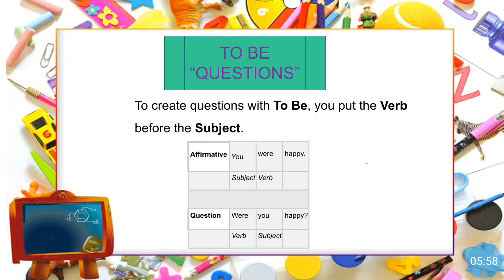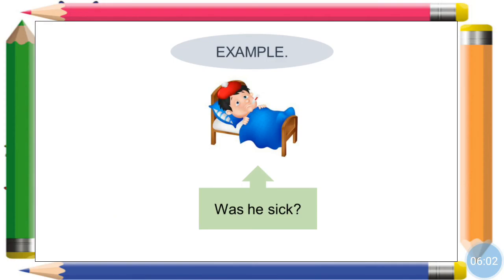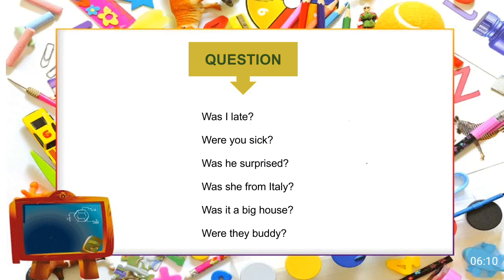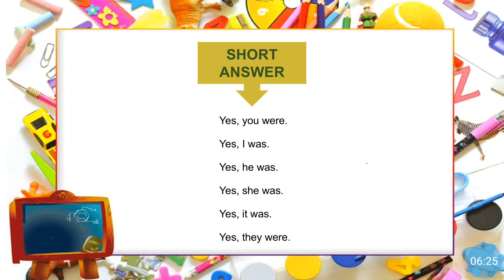We use short answers to avoid repetition when the meaning is clear. Example: was he sick? Yes, he was. Was I late? Were you sick? Was he surprised? Was she from Italy? Was it a big house? And so on.